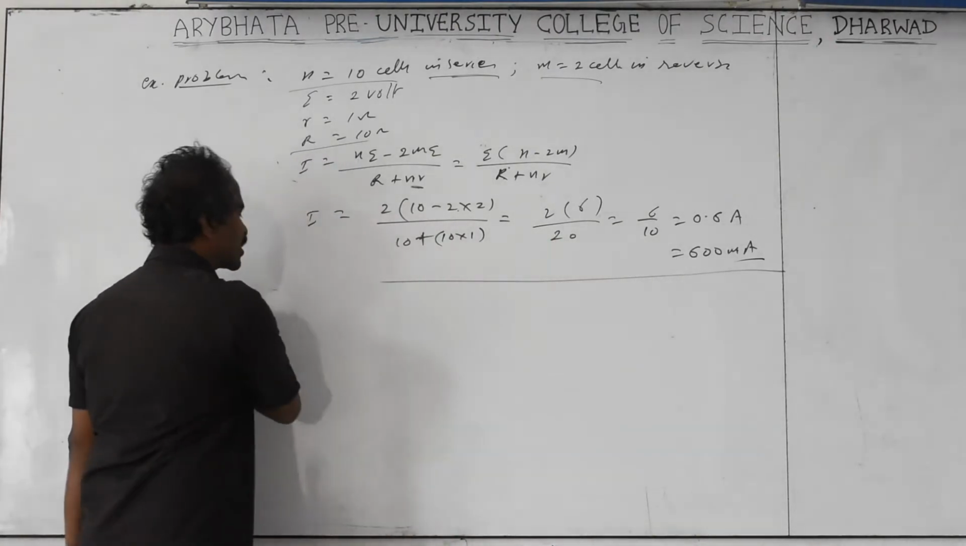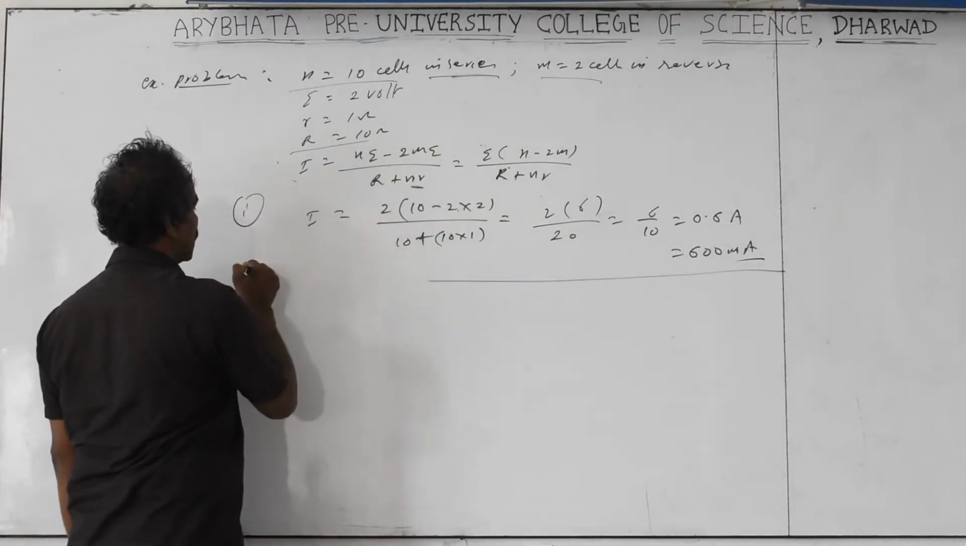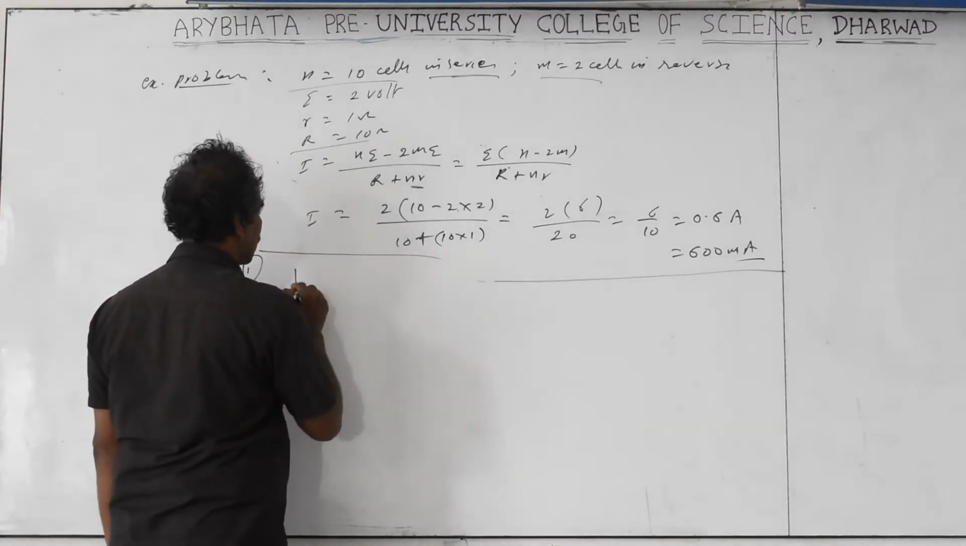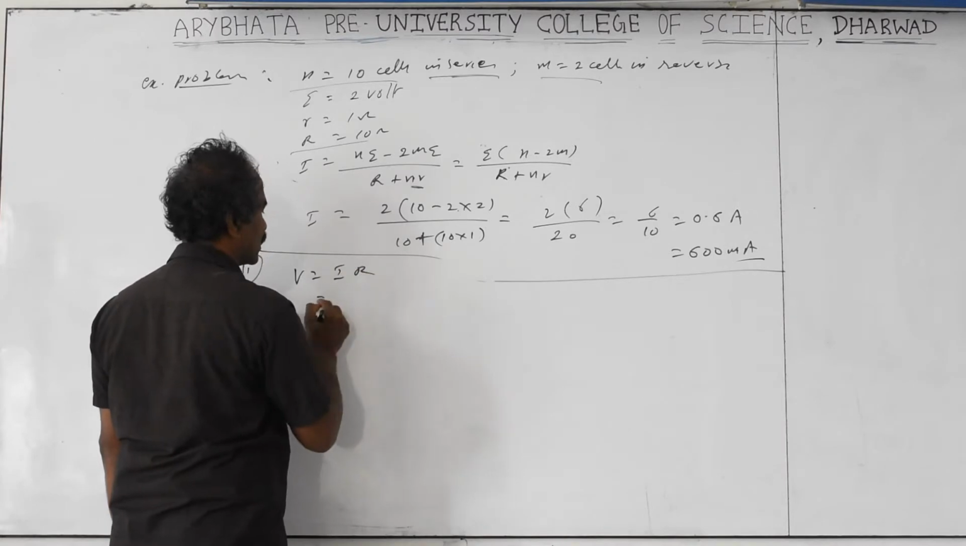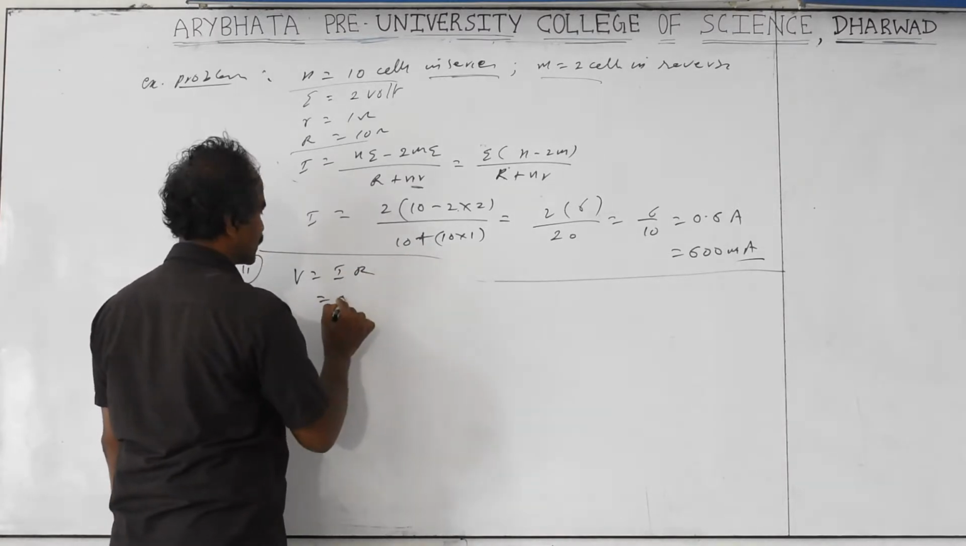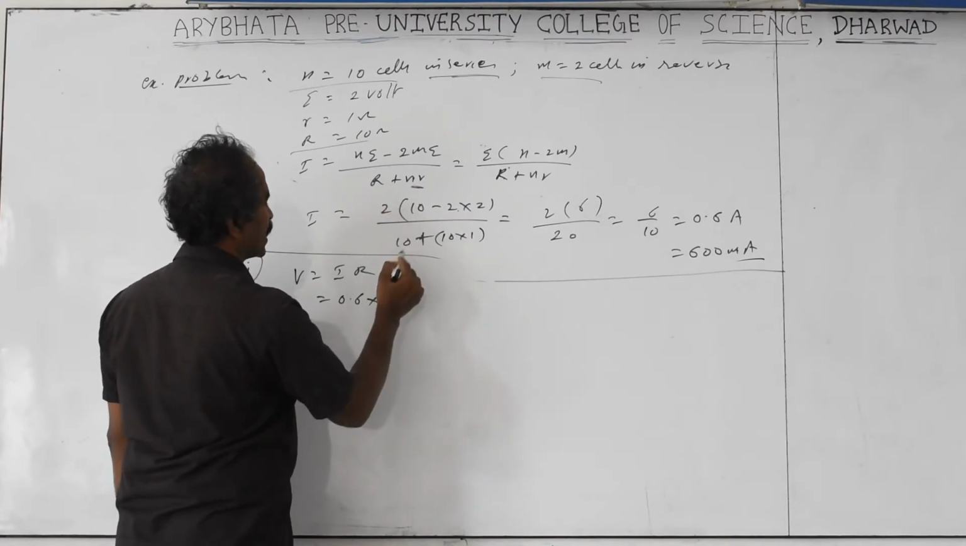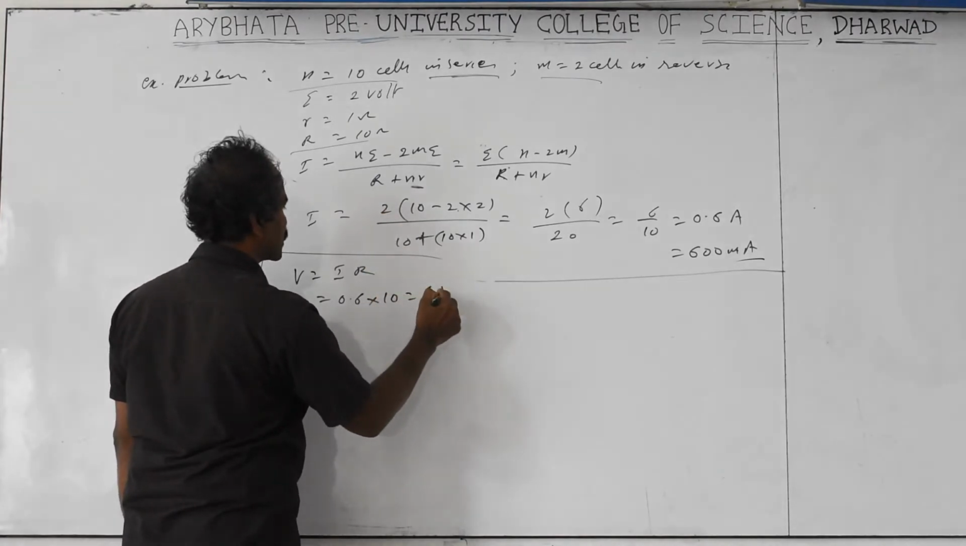If you ask for the potential difference across the external resistance, that is the first part. In case you ask the potential difference across the combination, our external resistance is the same. V is equal to I into R, which is 0.6 into the external resistance of 10 ohms, which is equal to 6 volts.